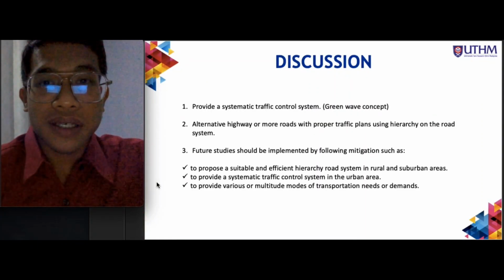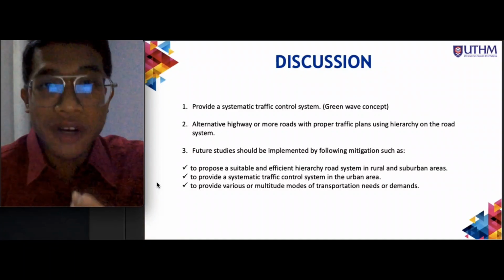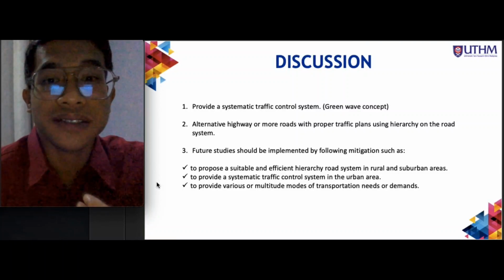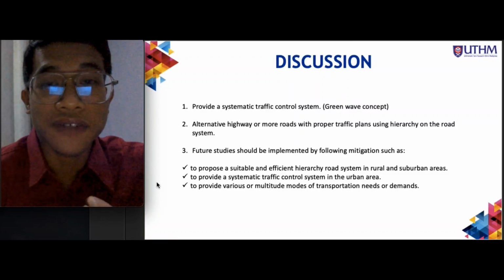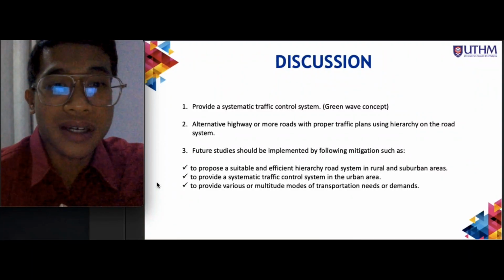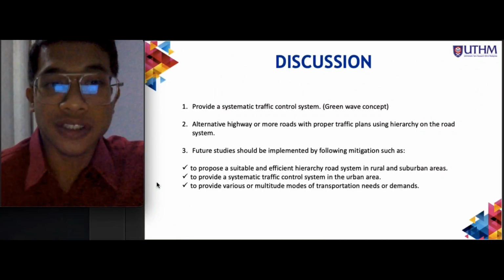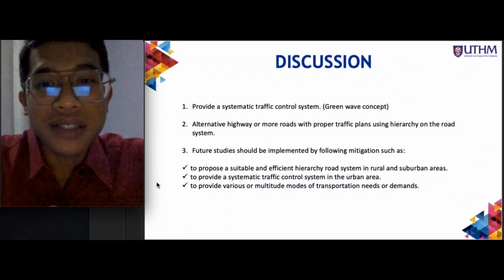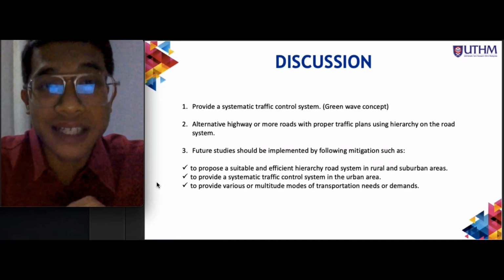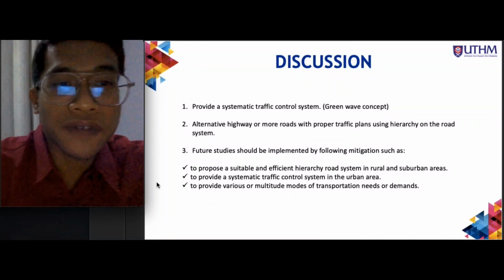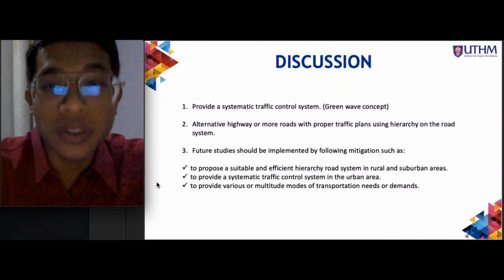So next are some recommendations to increase the level of service at the selected intersection and reduce traffic congestion. We can provide a systematic traffic control system. The green wave concept implies that there will be a traffic green light wave in every closely linked signalized intersection, which will be followed by one another as people travel from one signalized intersection to another.